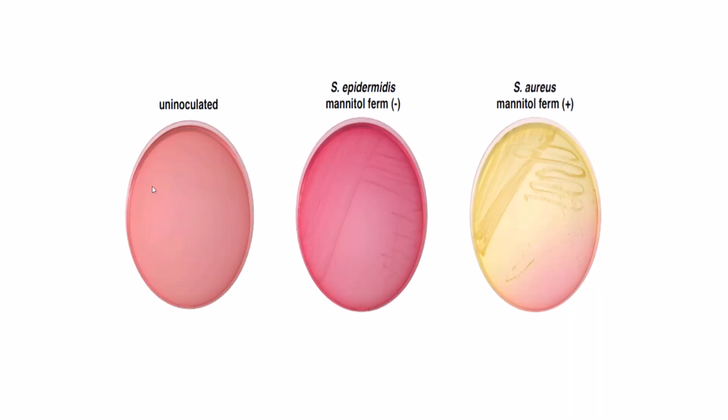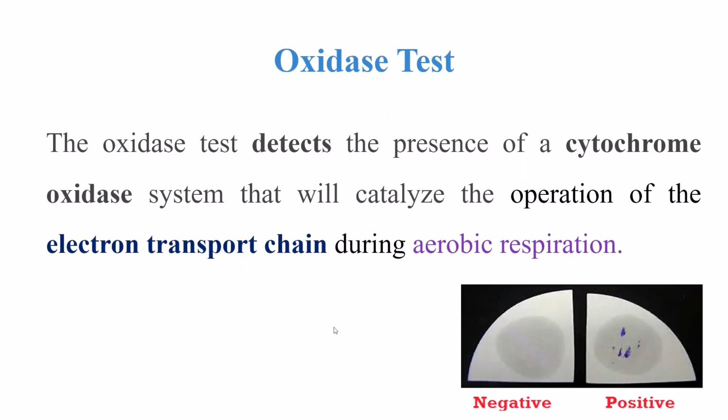So we have an inoculated mannitol salt agar media. It's colored like this. When Staph epidermidis grows on this media, it cannot use or ferment mannitol, so it's mannitol fermenter negative, and it only grows and produces pink colonies on this media. When we have Staphylococcus aureus in the specimen, they are mannitol fermenters, so they change the color of the media and produce yellow colonies on this media.